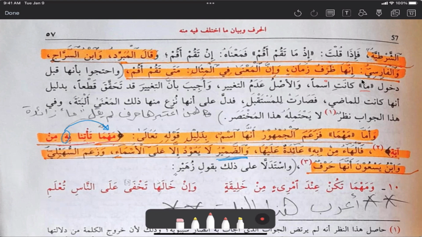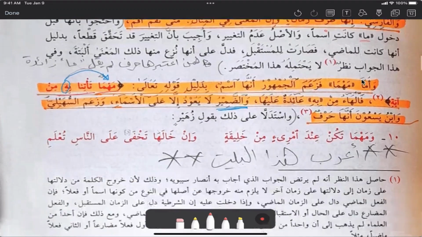وَزَعَمَ السُّهَيْلِيُّ وَابْنُ يَسْعُونَ أَنَّهَا حَرْفٌ. And As-Suhaili and Ibn Yas'un claimed that mahma is a particle. وَاسْتَدَلَّ عَلَى ذَلِكَ بِقَوْلِ زُهَيْرٍ. And their evidence for that was the saying of the poet Zuhair. وَمَهْمَا تَكُنْ عِنْدَ امْرِئٍ مِّنْ خَلِيقَةٍ وَإِنْ خَالَهَا تَخْفَى عَلَى النَّاسِ تُعْلَمِي. I don't know what that means. The meaning of this line of poetry doesn't appear to me without thinking.